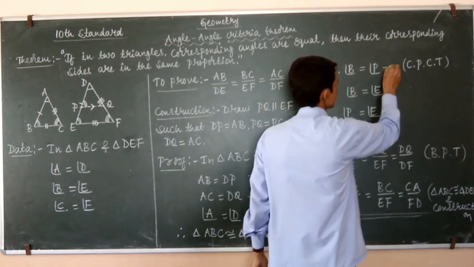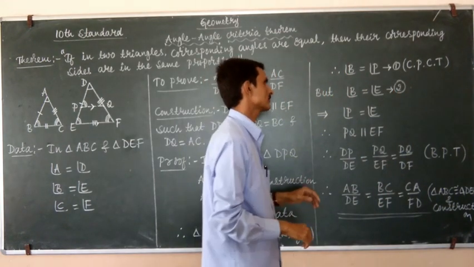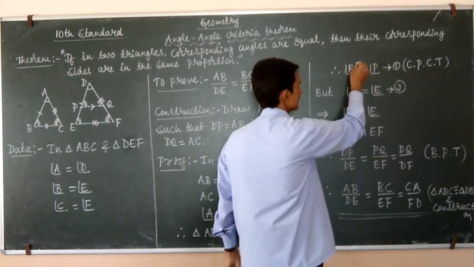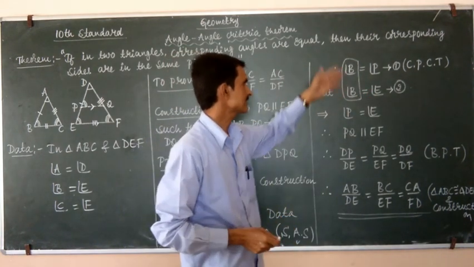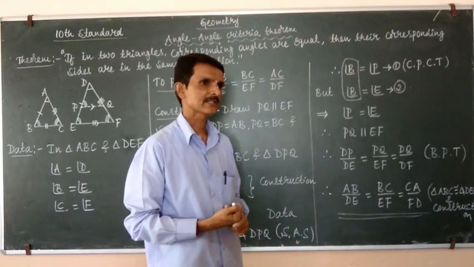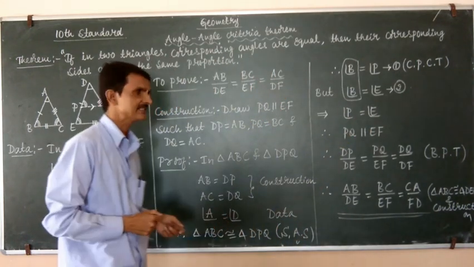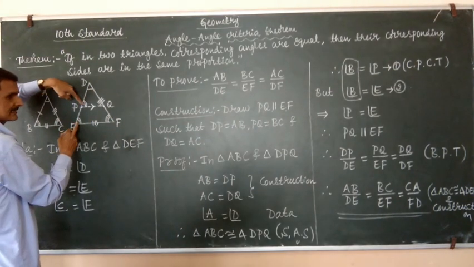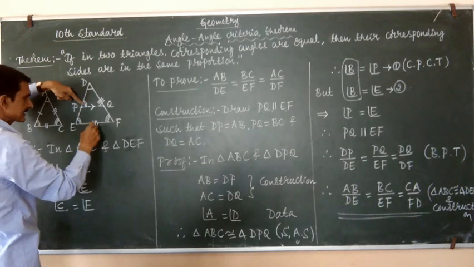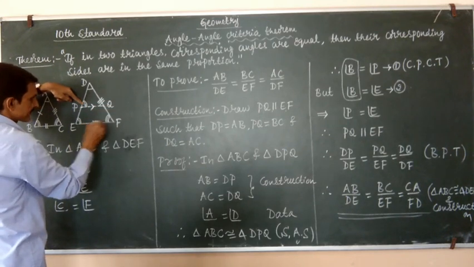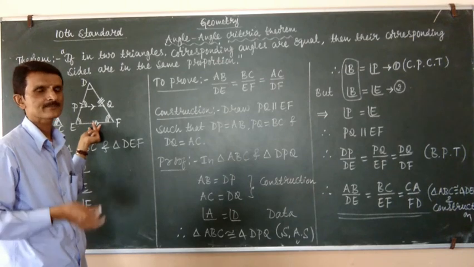So observe these two. This is one, and this is two. From 1 and 2, observe the left hand side. In the left hand side, both have angle B. So if LHS are equal, then RHS will be equal. Therefore, angle P is equal to angle E. If you observe this triangle, angle P is equal to angle E, so then we can write this PQ is parallel to EF, which is already studied in the previous classes.